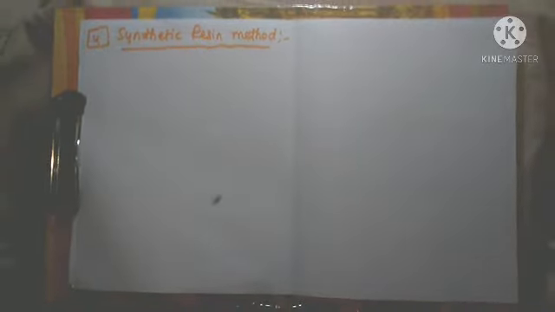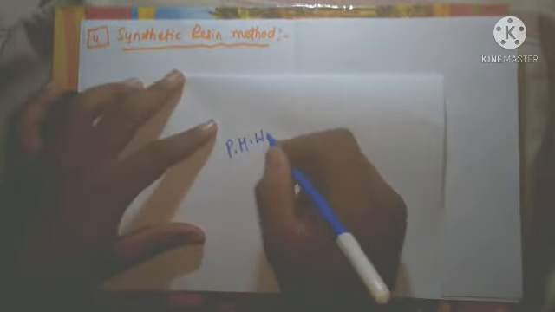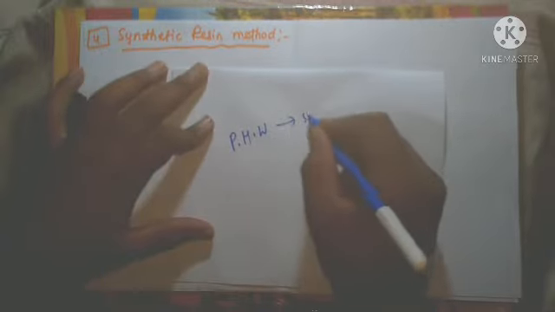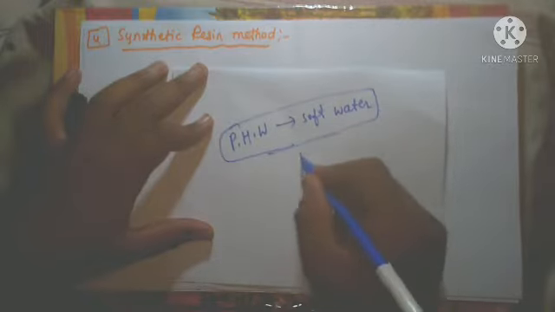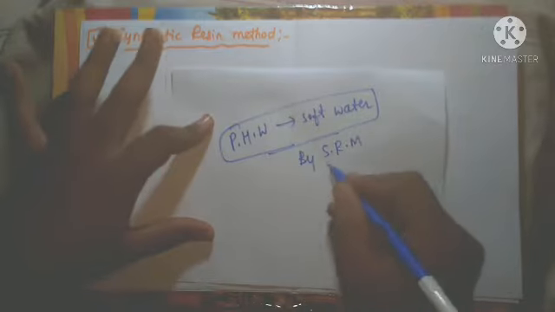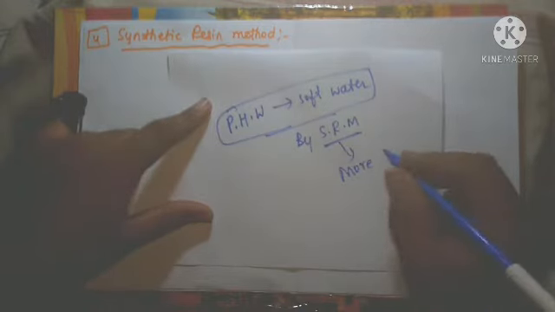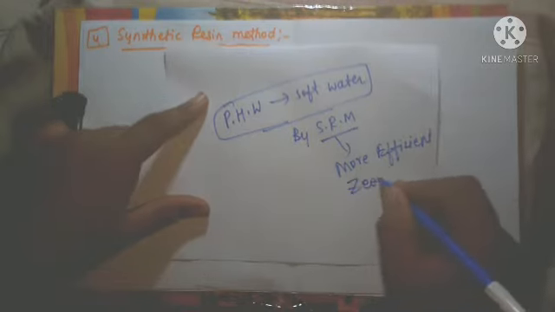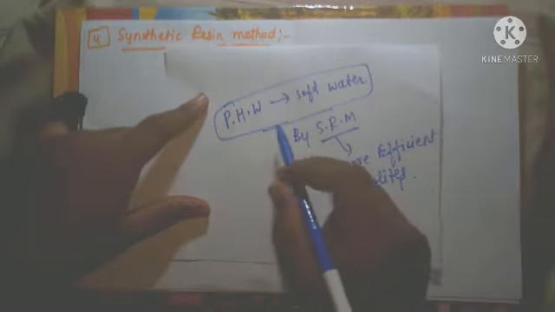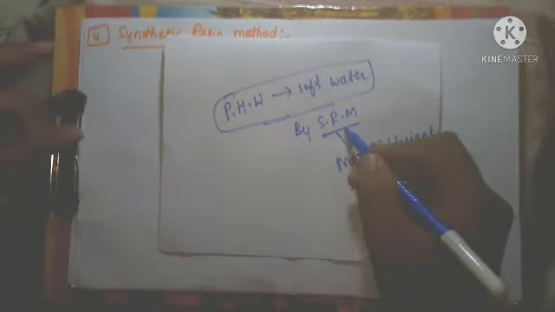Now just check here. Nowadays, hard water, maybe permanent hard water or temporary hard water, is usually converted into soft water by the synthetic resin method only. Why is the synthetic resin method used? Because it is more efficient than other methods. It is even more efficient than zeolites for converting permanent hard water into soft water. Therefore, nowadays hard water is converted into soft water by using the synthetic resin method only.